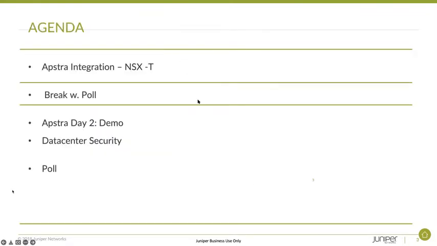So this is the agenda for today. We're going to do the NSX-T first, and we'll do a short poll during the break, and then walk through the results before we start the second section, which is day 2 operations of Apstra, and finish up with data center security and a little poll.